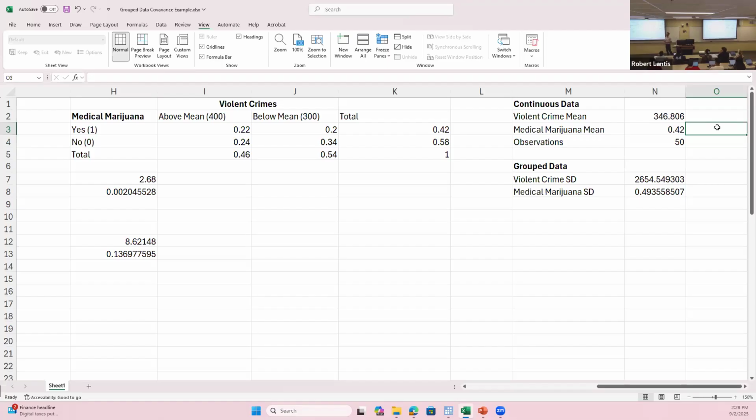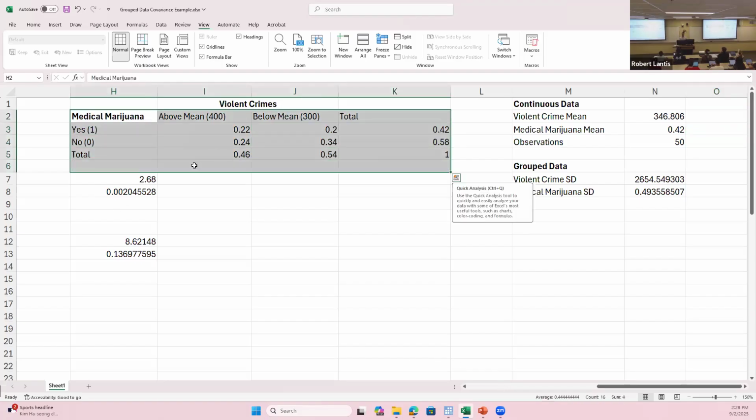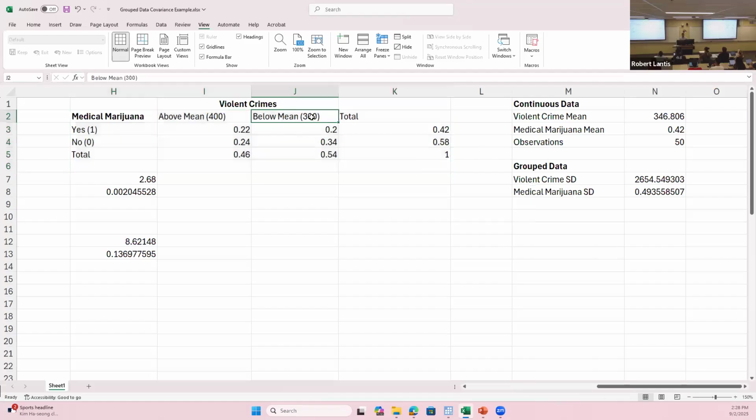Now, if I don't have this nice continuous data, where I have every individual in my economy, it's grouped by states, right? If I were to just give you this table here, this is telling you if you were to select a state at random, the probability that it has medical marijuana legalized and has an above average violent crime rate. Now, I chose an easy number here. It's not technically the average, right? The average is 346. I chose, well, these should be the same value here.